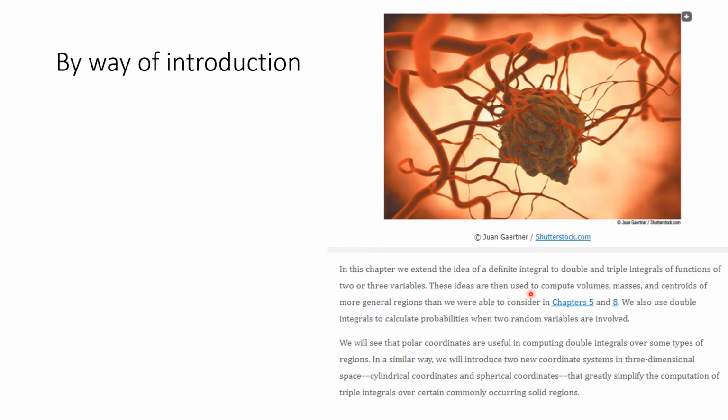These ideas are then used to compute volumes, masses, and centroids in physics in more general regions than we were able to consider previously in Calculus 1. We also use double integrals to calculate probabilities when 2 random variables are involved, or even 3 or more random variables. We will also see that polar coordinates are useful in computing double integrals over some types of regions. In a similar way, we're going to introduce new coordinate systems in 3-dimensional space, namely cylindrical coordinates. I know we talked a little bit about that earlier, not a lot. And spherical coordinates greatly simplify the computation of triple integrals over certain commonly occurring solid regions.